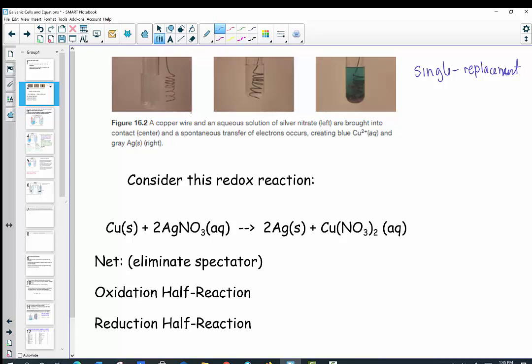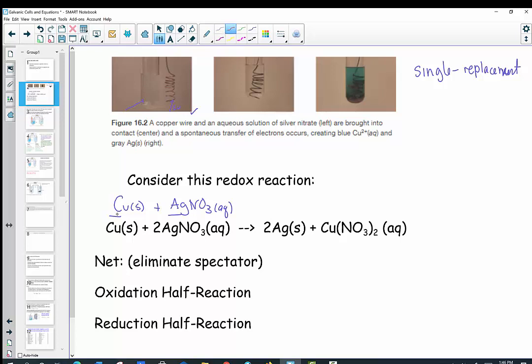In this first picture, we see elemental copper just coiled in a loop, probably around a pencil to make a spring. And in the test tube, I see a solution of aqueous silver nitrate. So we have solid copper in a solution of silver nitrate, AgNO3 (aq). Now notice that copper and silver are both metals.